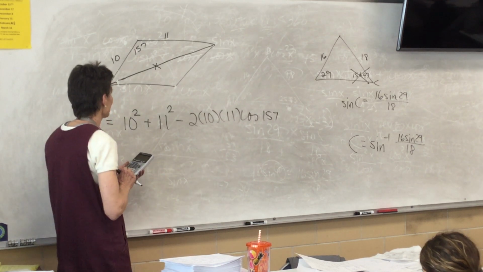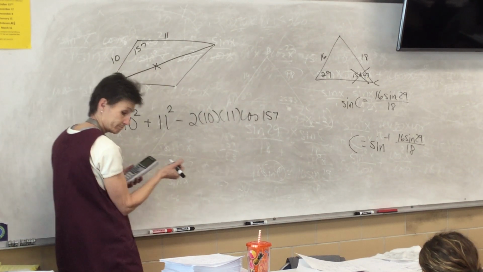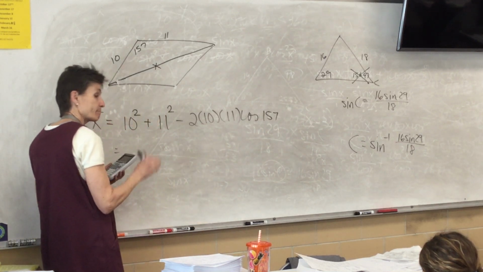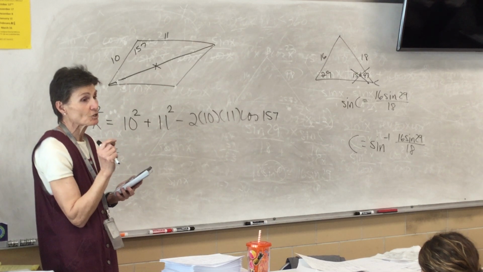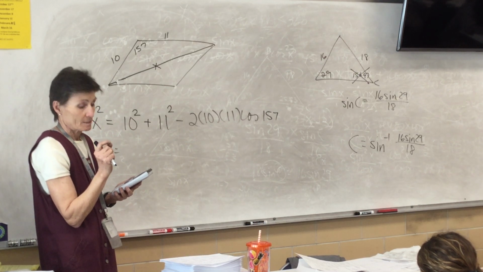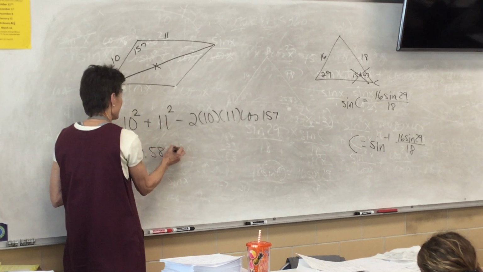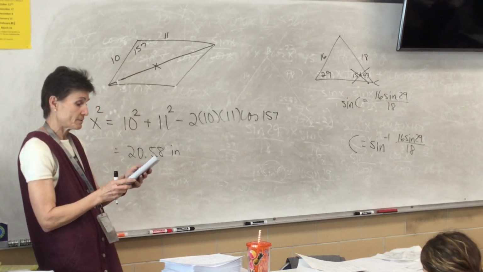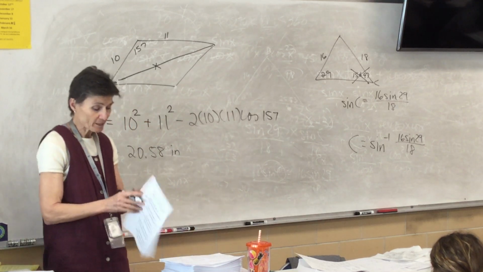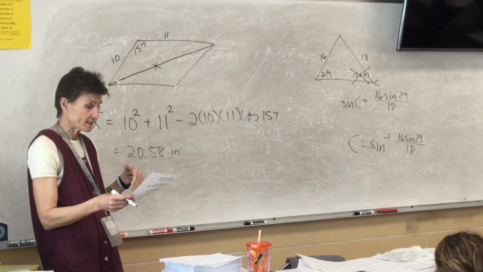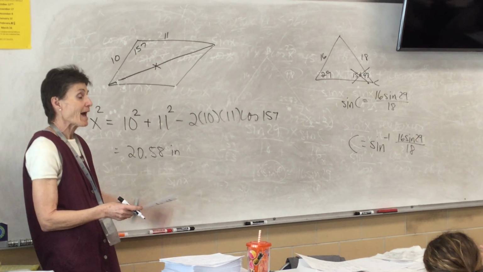Somebody tell me what you got for the length of the longer diagonal. 423.51. Okay, now that's x squared. Remember in your equation, that's x squared. So it's 20.58 actually, right? 20.58 inches if we round it off to the nearest hundredth. The directions on the test will say to round to the nearest hundredth. I guess I didn't put rounding on here, but. Okay? That's the diagonal.